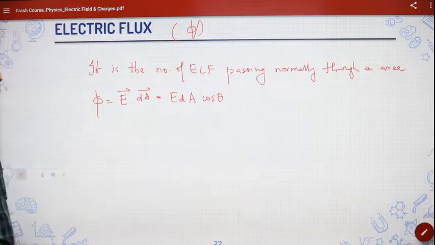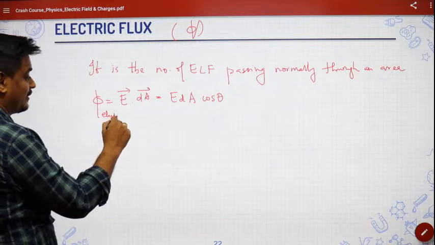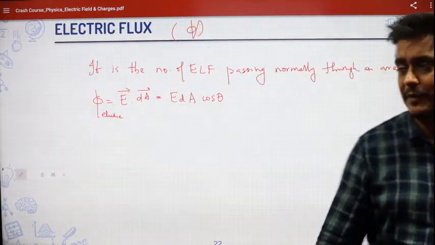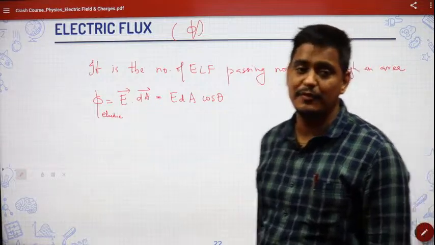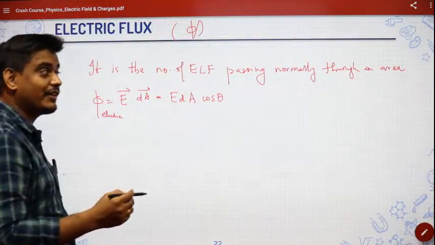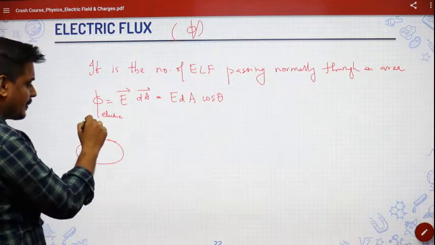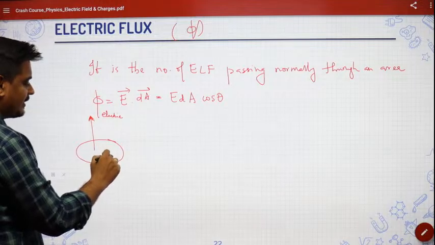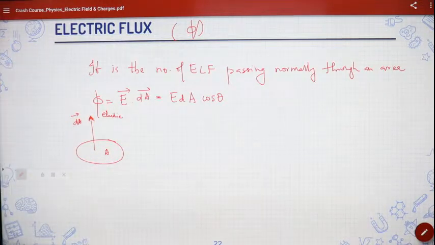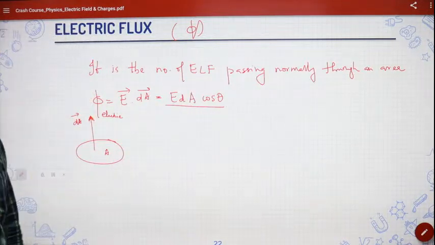So electric flux is called as electric flux because we also have magnetic flux. So phi E they will write. So electric flux is equal to E dA cos theta. It is a dot product of electric field and area vector. dA means area vector. Remember this. What is the meaning of area vector? If I have some area, the area vector is the line which is perpendicular to it. If this is the area A, then this will be dA, which is any vector perpendicular to the area. So E dA cos theta is the electric flux equation.